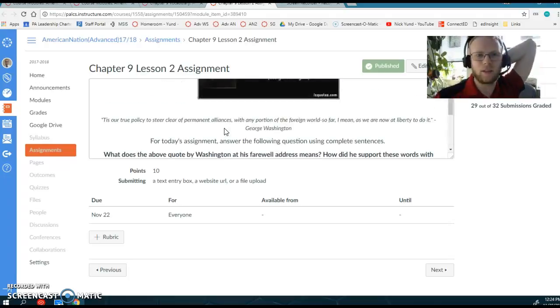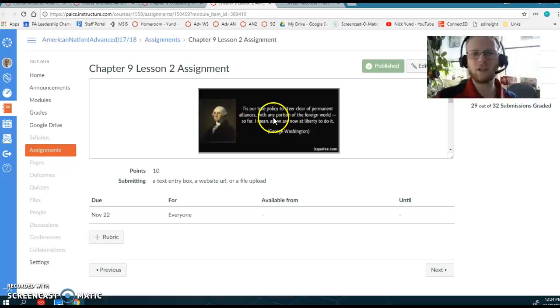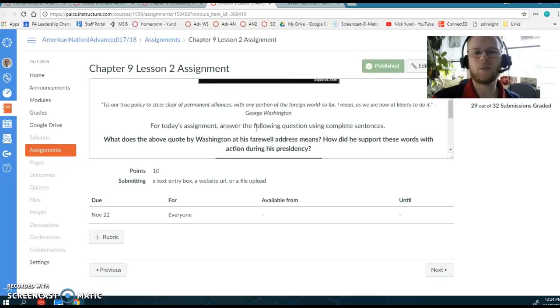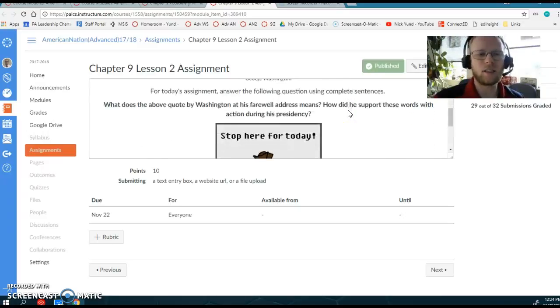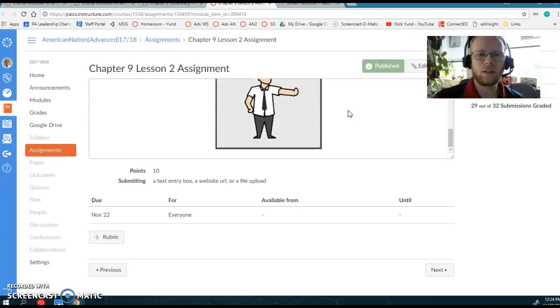Most people were square on. They look at this quote and it says, "'Tis our true policy to steer clear of permanent alliances with any portion of the foreign world, so far as we are now at liberty to do it." They're supposed to interpret that. It seems fairly obvious to me, but I'm a history teacher. Most of the kids did it well. Some of them had way off interpretations, but as long as they explained and it made some semblance of sense, I think it means this because of this, okay, full points. That worked fine in the advanced class. They did good at it.